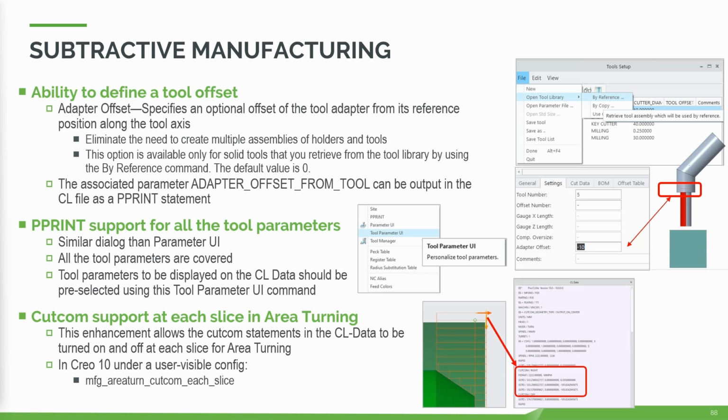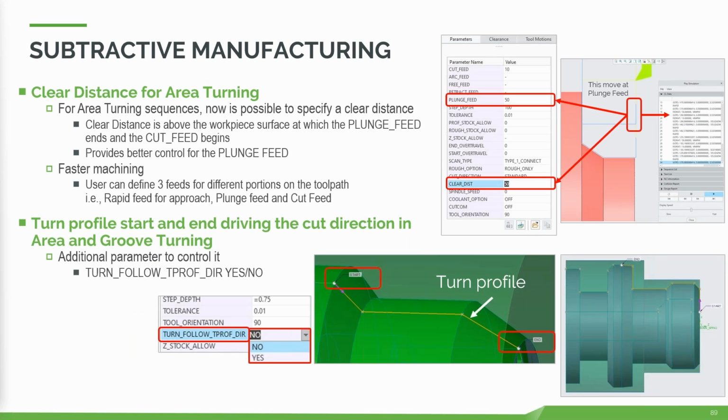P-print, so writing all your information out into your code. Now all of the tool parameters can be exported, written out through P-print statements. Cut compensation support at each slice in area turning is shown here. Also, there's the option for defining a clearance distance for area turning.